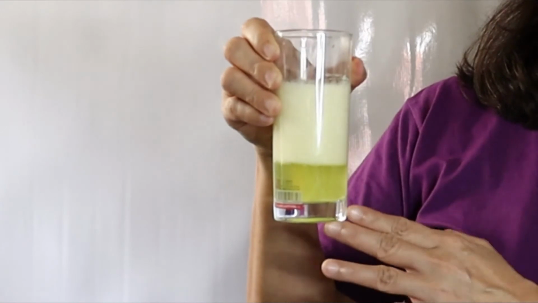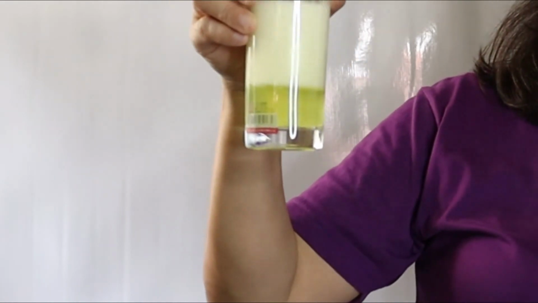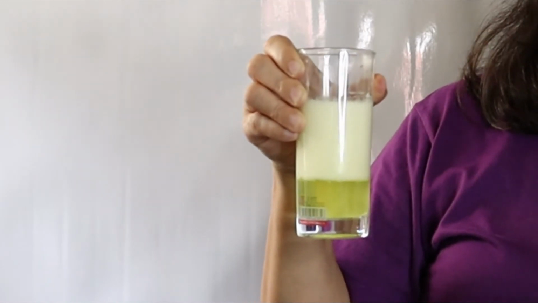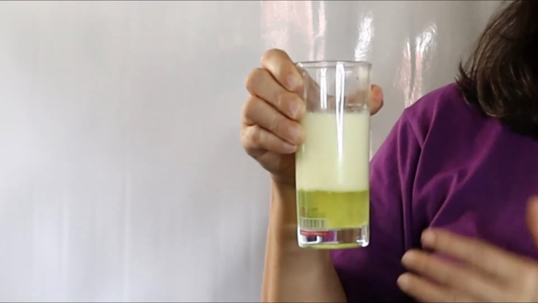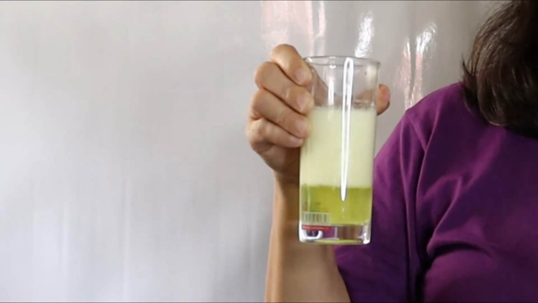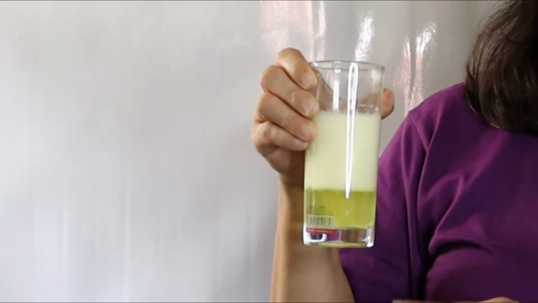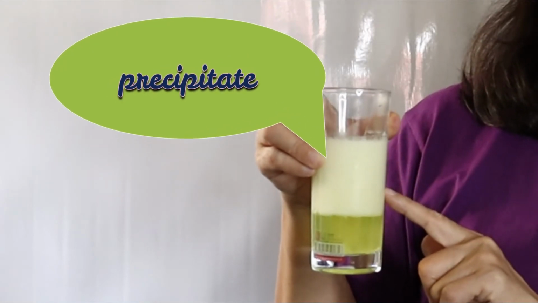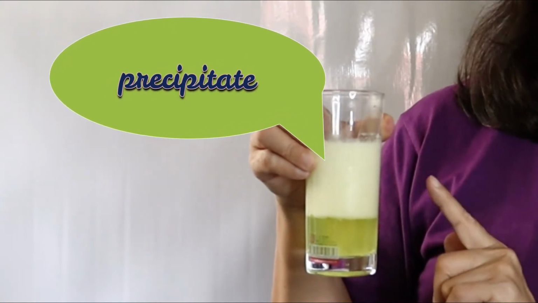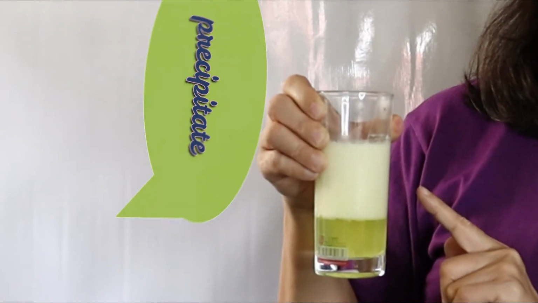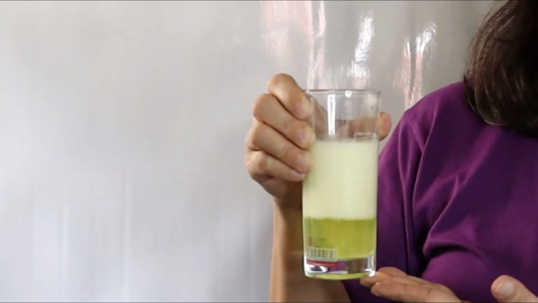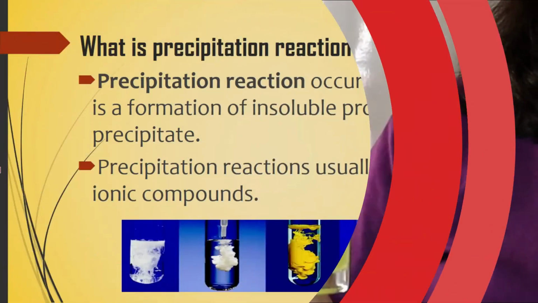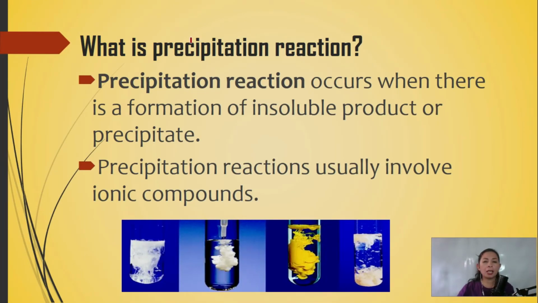Notice that we already have a white substance present in here. What do you call this white substance that is being produced in this reaction? You're right. This is what we call precipitate. Precipitate is a substance that is being produced in precipitation reaction. In other words, this is an example of what kind of reaction? Precipitation reaction. So what is precipitation reaction?